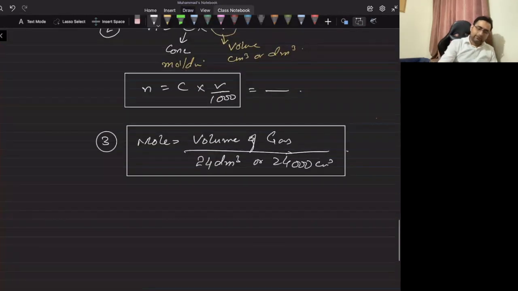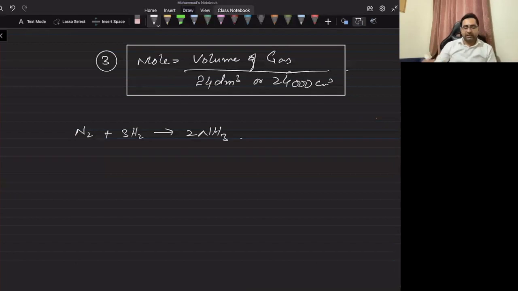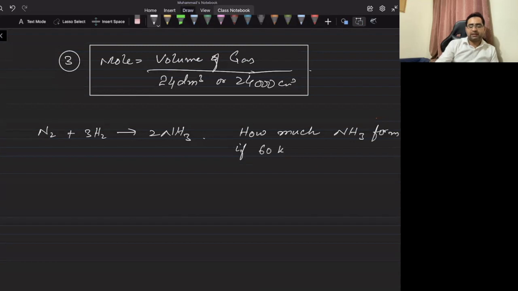And next is, for example, here you have a reaction between N2 plus 3H2, you are getting ammonia, 2NH3. Now, question is, how much ammonia should form when 60 kg of nitrogen is reacting with excess of hydrogen?